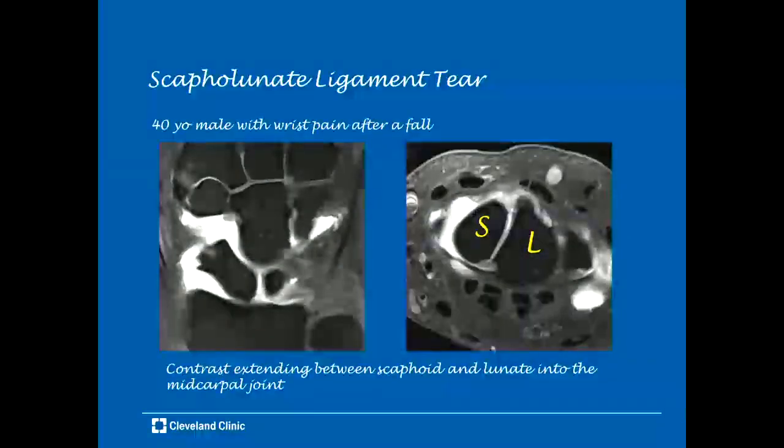Here's a case of a 40-year-old male with wrist pain after a fall that had a scapholunate tear seen on this arthrogram. You can see the tear here where you normally expect to see the scapholunate ligament on the coronal images, as well as a disruption of the dorsal band of the scapholunate ligament on the axial images. And you can also see the contrast extending between the scaphoid and the lunate into the midcarpal row on this arthrogram.